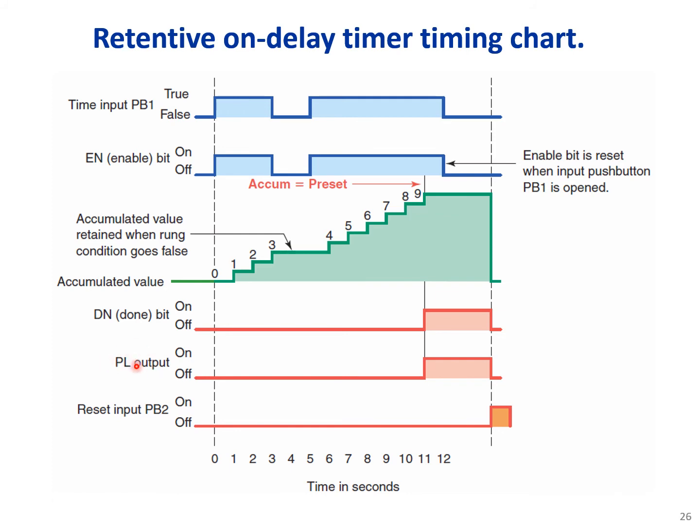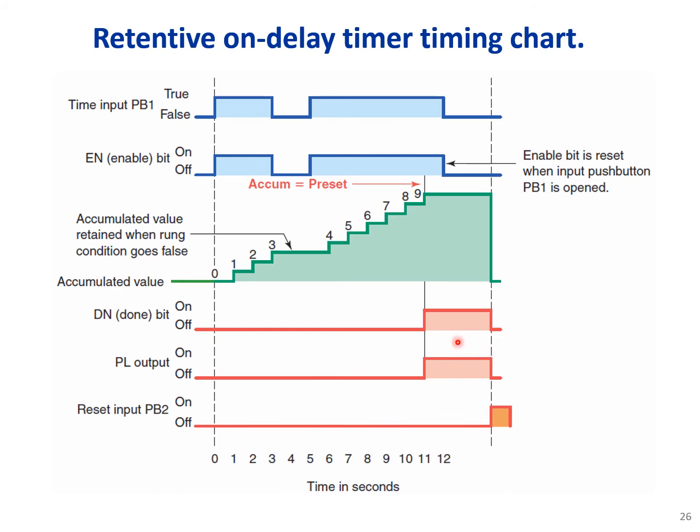That pilot light will be off. Why? Because the down bit is off, and this reset input P2 is off because I haven't pressed it yet. Now I press this push button 2 again and the time will start to accumulate, will go up to the 9 second. The down bit now is true, the pilot light is true, and will stay true.